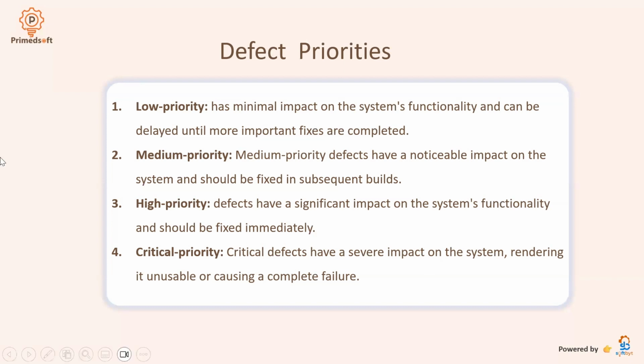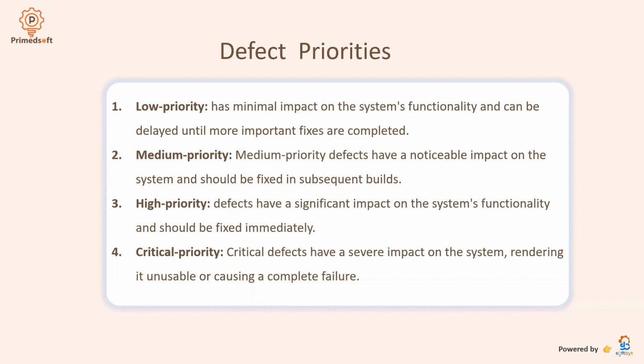Okay, so we'll have higher priority. Higher priority defects have a significant impact on the system. For example, in a mobile banking application, a higher priority defect is identified when a user cannot transfer funds between accounts. While the rest of the app functions, the inability to perform a crucial transaction makes the defect a higher priority for immediate resolution.